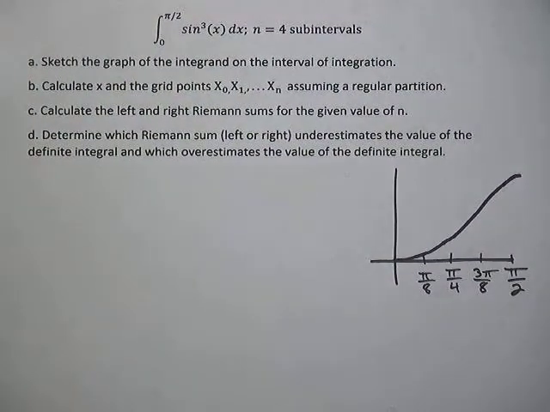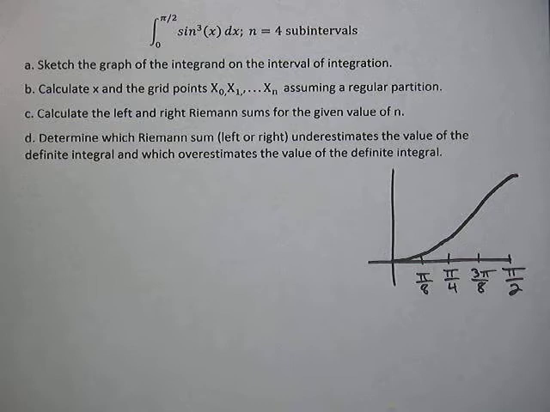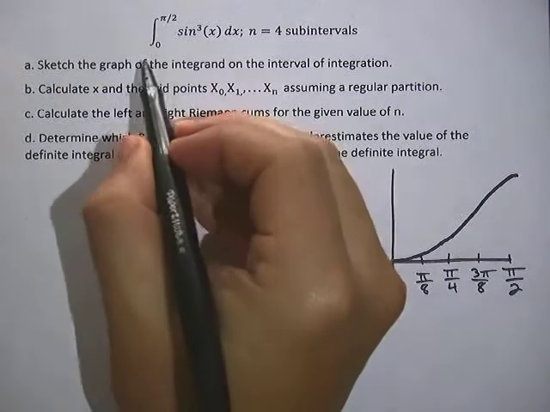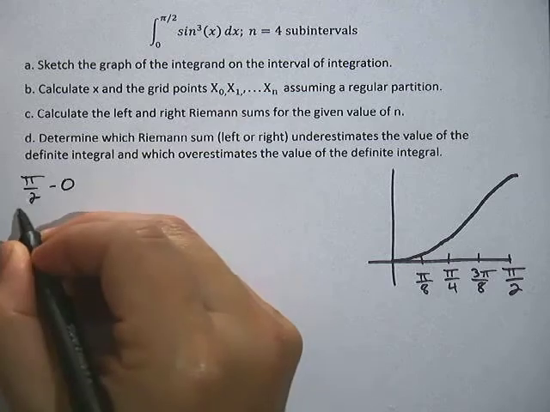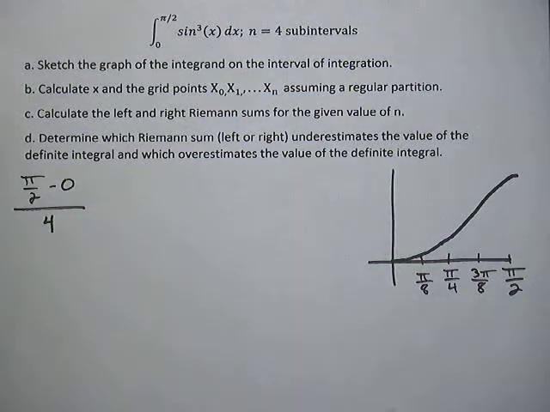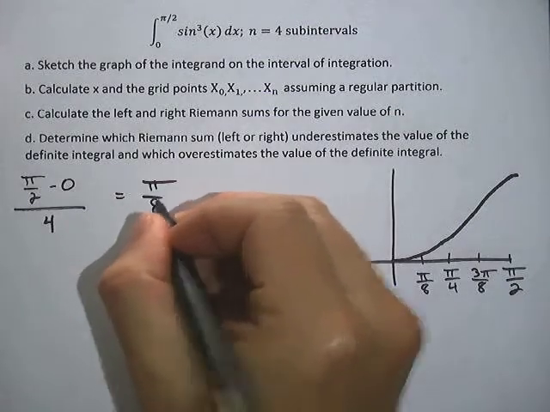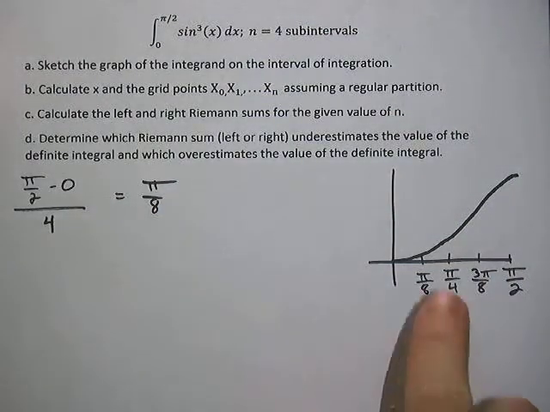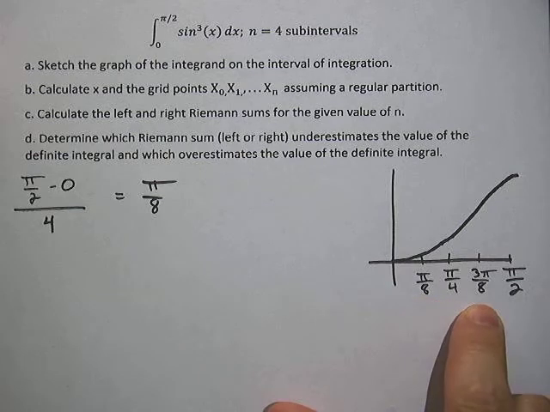And then it says calculate delta x and the grid points x sub 0, x sub 1, and so on. So that's basically asking us to calculate where we got these. Where I got those is I took the interval of 0 to pi over 2, and I did pi over 2 minus 0, and divided by the number of subintervals that it asked. It asked for 4 subintervals. So that's where we get the pi over 8. This is 2 pi over 8, which reduces to pi over 4, 3 pi over 8, and 4 pi over 8, which reduces to pi over 2.